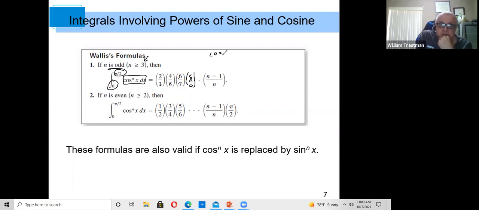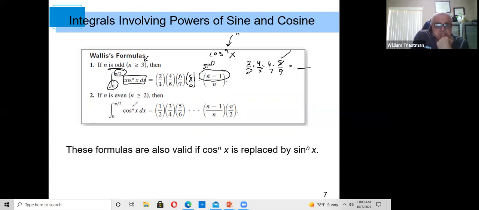So if you had cosine of 9, it has to be odd. Cosine of 9x, you do 2/3, 4/5, 6/7, 8/9, and you stop right here. You stop at n. N was 9. So 9 minus 1 is 8. So you stop when the top is at 8. And then you multiply these together, and that's your answer.